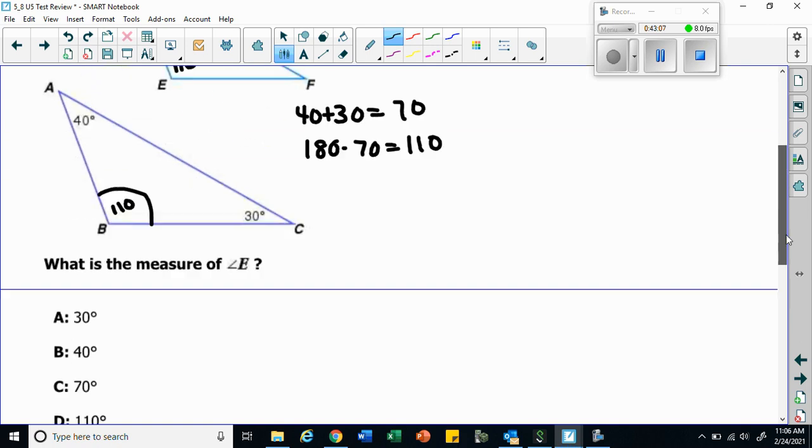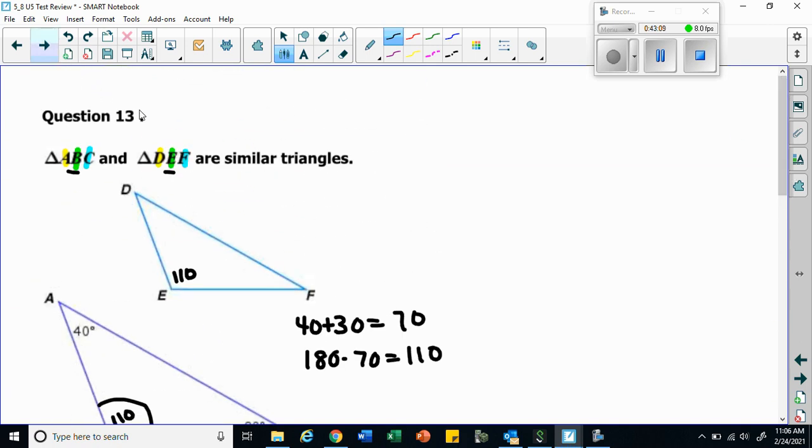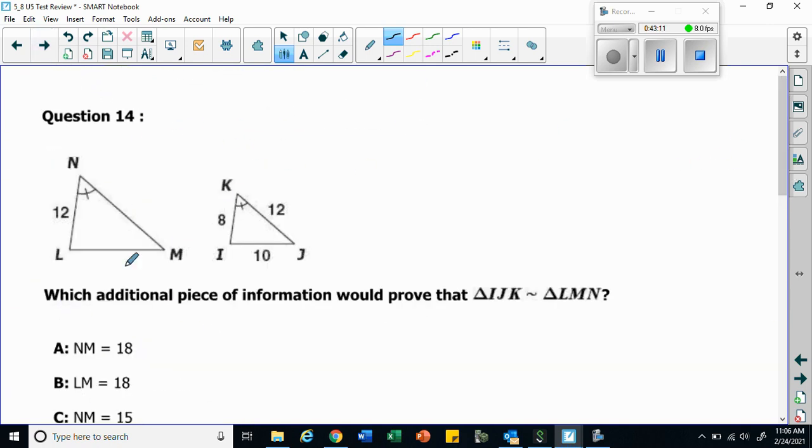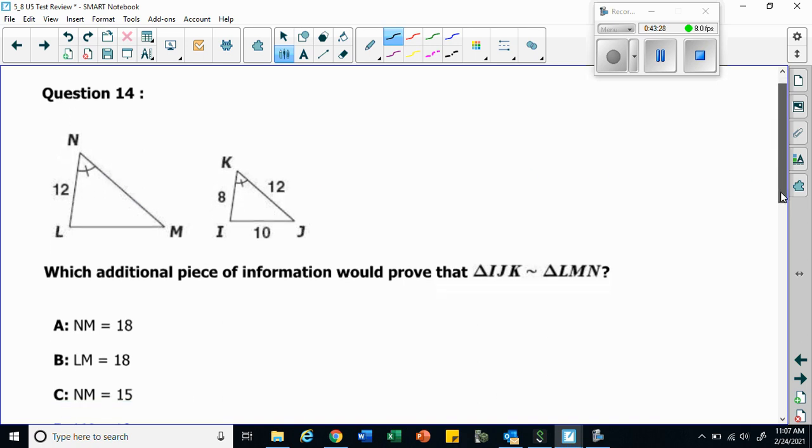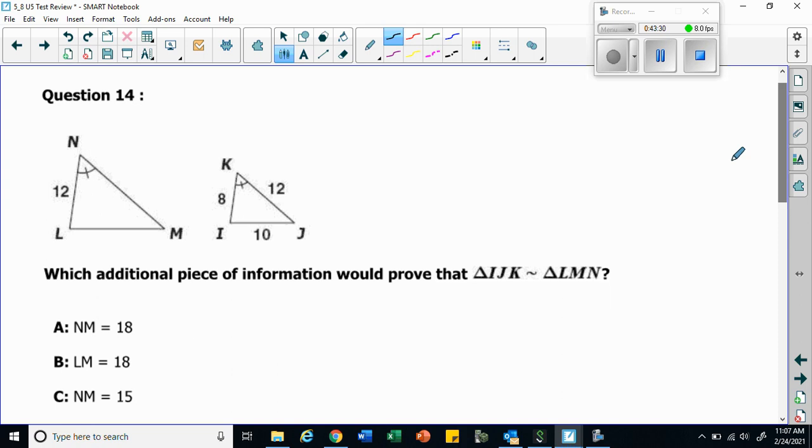Does that make sense? All right, going on to 14. So it says, which additional piece of information would prove that triangle IJK is similar to triangle LMN? So we need to figure out which piece of information will help us to figure this out. So I'm going to do color coding.